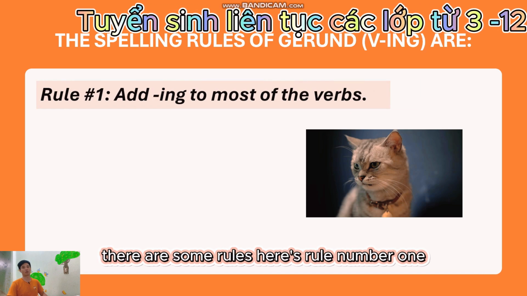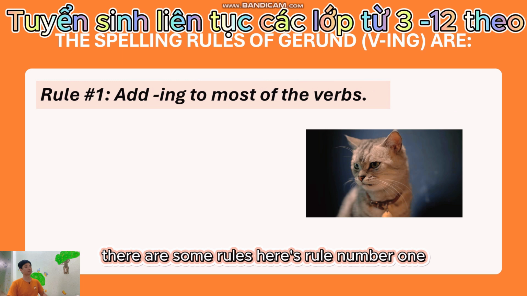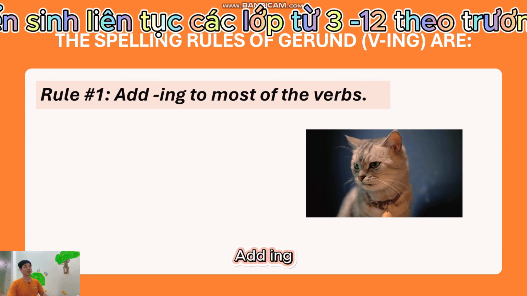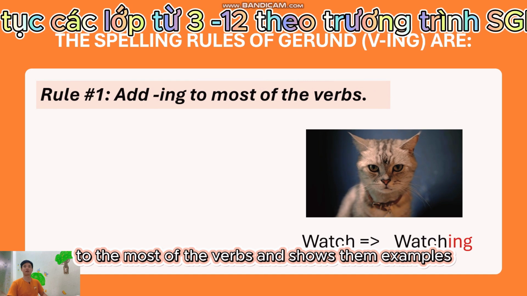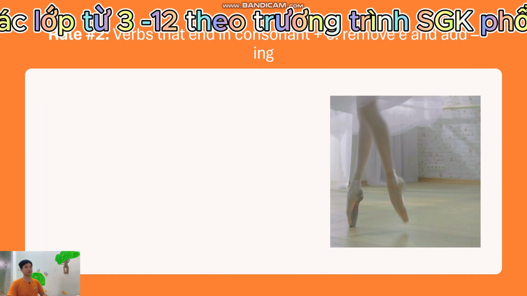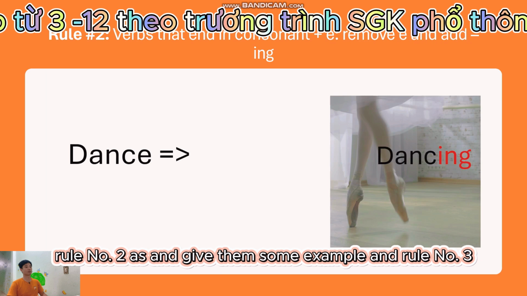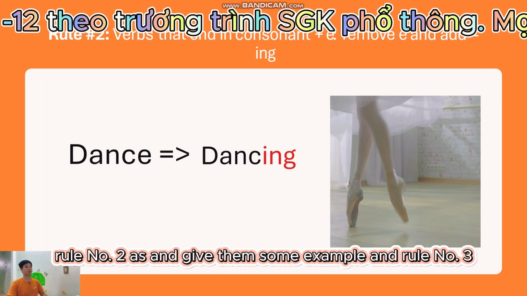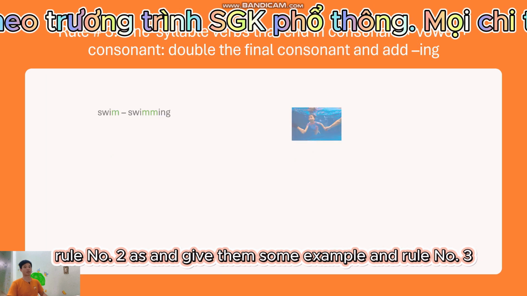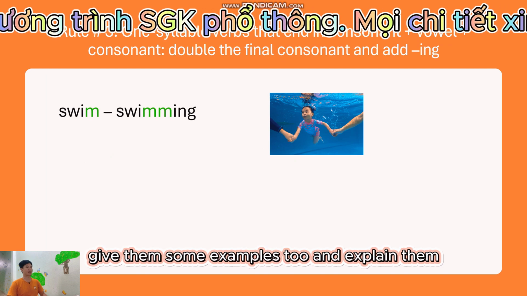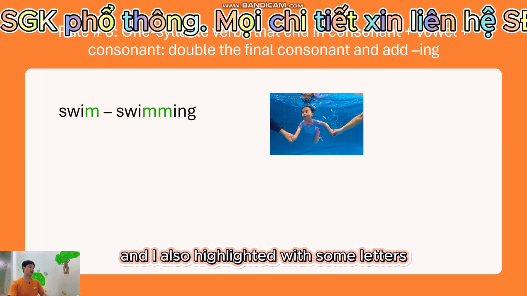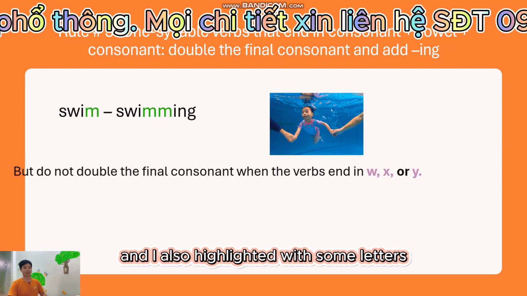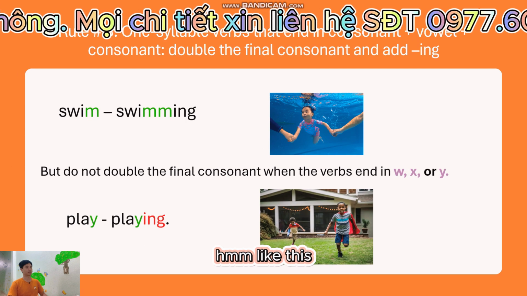There are some rules. Yes, rule number 1, add ing to most of the verbs, and show them examples. Rule number 2, and give them some examples. And rule number 3, give them some examples too, and explain them. And I'll also highlight it with some letters, like this.